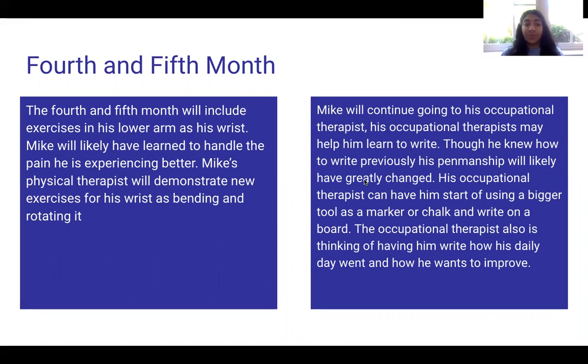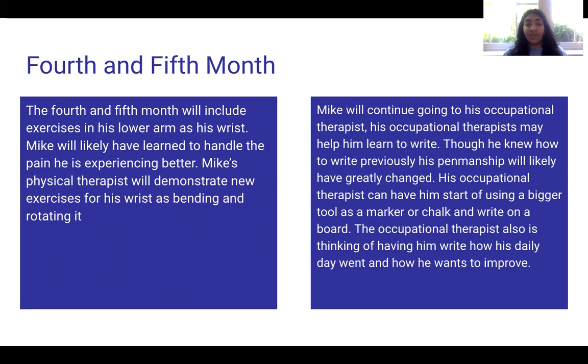Now, the fourth and fifth month. The fourth and fifth month will include exercise in his lower arm to his wrist. Mike will learn how to handle the pain he is experiencing better. Mike's physical therapist will demonstrate new exercises for him, such as bending and rotating it. Mike will also continue going to his occupational therapist.